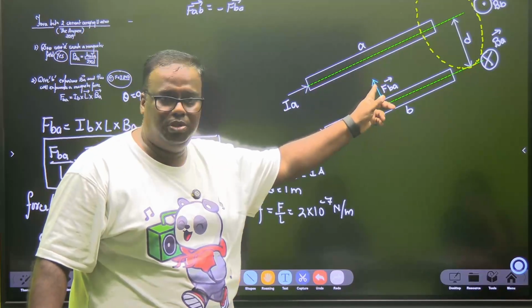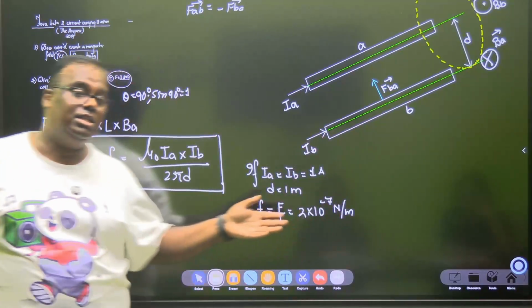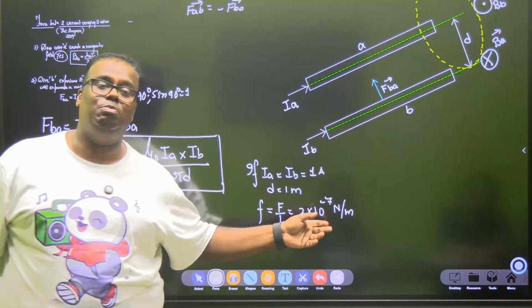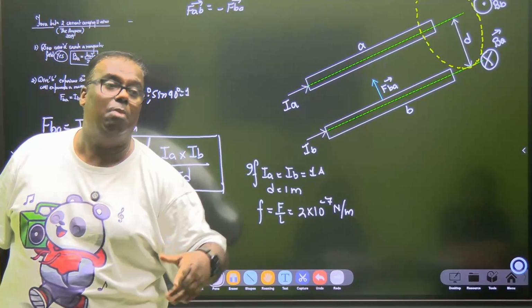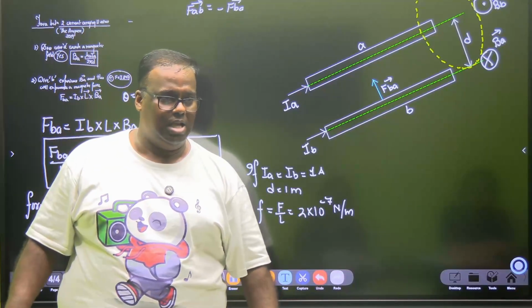See, the other force will be on this side. So a better wording will be: creates a force of attraction of 2 into 10 to the power minus 7 Newton per unit length. Now you will be able to write.